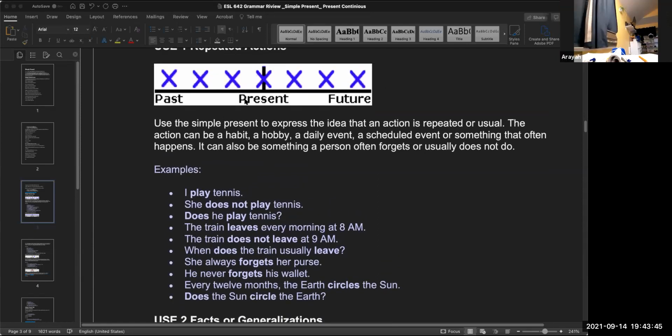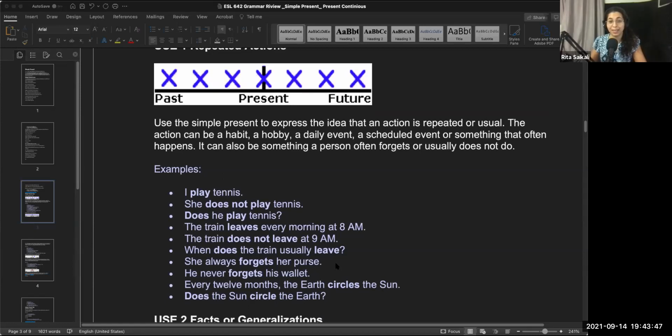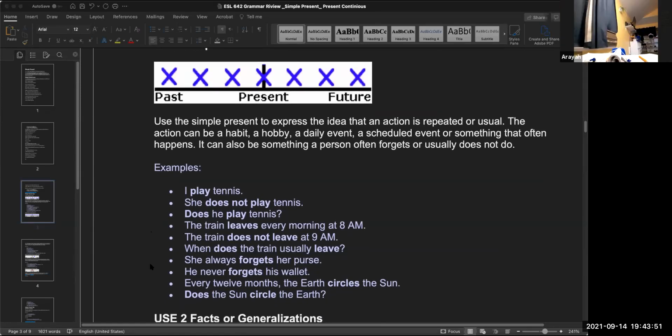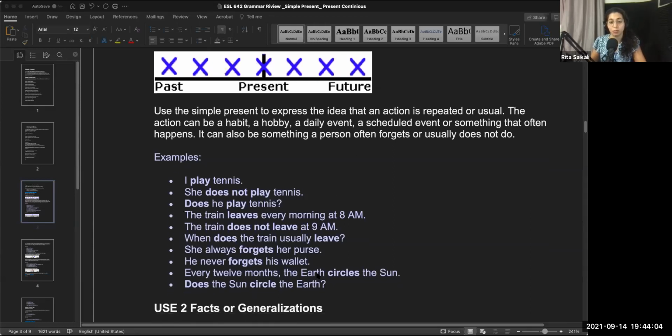In the present, she's not playing tennis. And in the future, she will not play tennis. So it's a repeating pattern. Does she play tennis? That's the question. The train leaves every morning at 8. So in the past, it left at 8, at 8, at 8, present at 8, every day at 8, in the future as well. Does that make sense? Yes. So it's something that repeats.